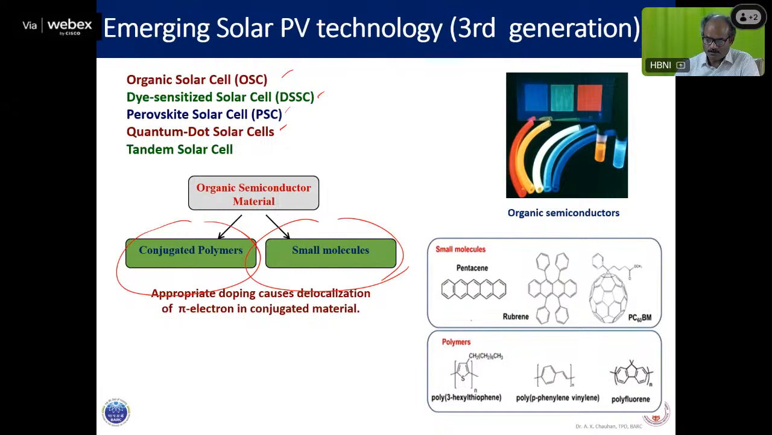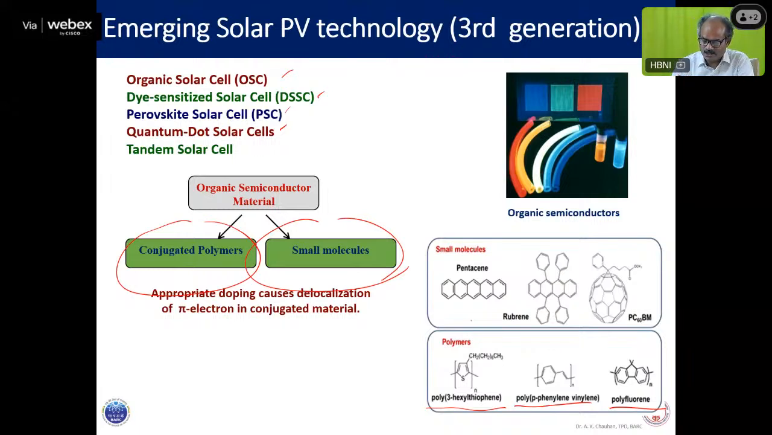Some of the important molecules and polymers which are being used very frequently all over the world are, like, poly-3-hexylthiophene. A lot of work has been done on this particular polymer. Then PPV, then polyfluorene. The list is actually very long. These are just those polymers which are being used very widely.